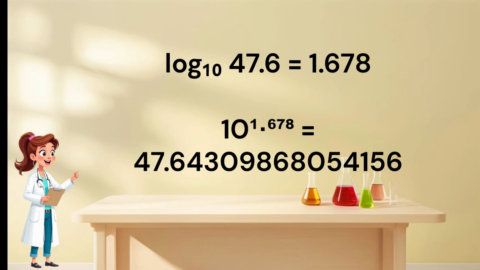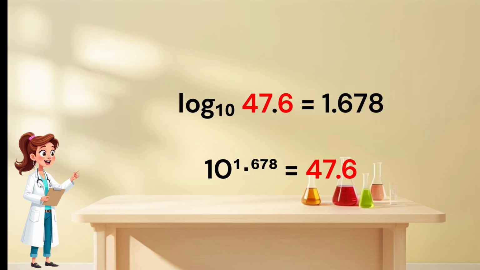Punch it into your calculator, and you'll get 10 to the 1.678 is equal to 47.643, etc. The original value, 47.6, had three significant figures, so the antilogarithm must also be rounded to three significant figures. When we do that, we recover the original value, 47.6. And there you have it. The antilogarithm brings us right back to where we started, as it should.